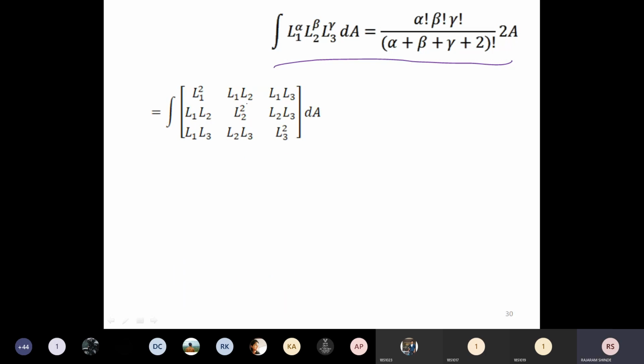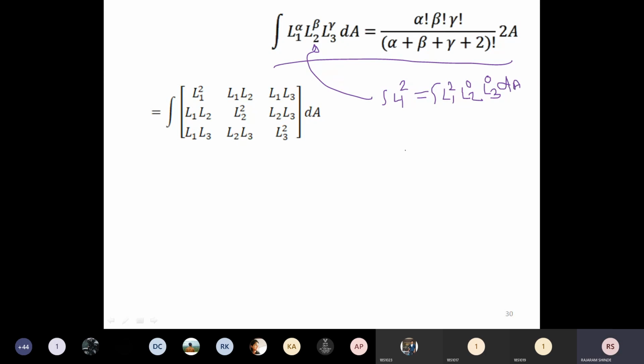Now this is your equation. We want to calculate the integration of L1 square. The first term is the integration of L1 square. Now compare this with this term. Now this becomes the integration of L1 raised to 2, L2 raised to 0, L3 raised to 0 over dA.